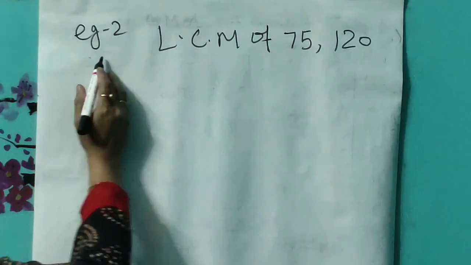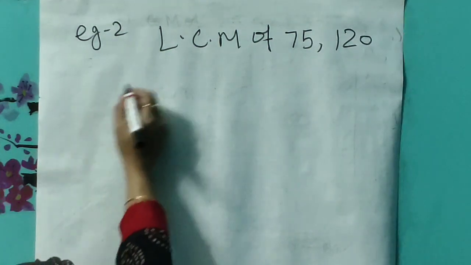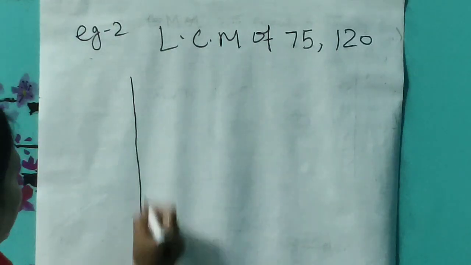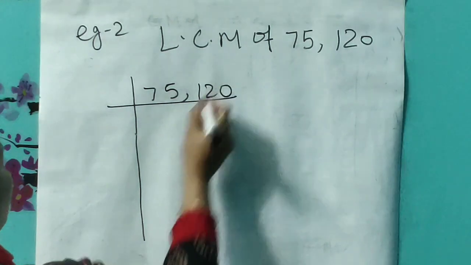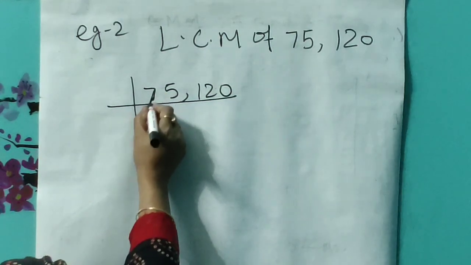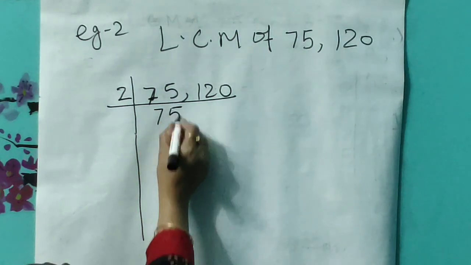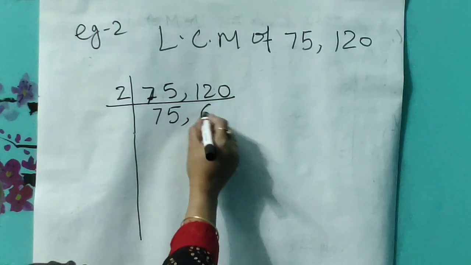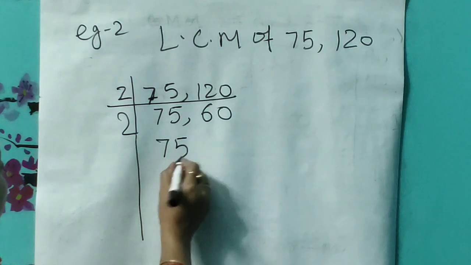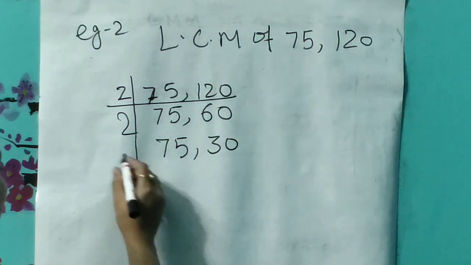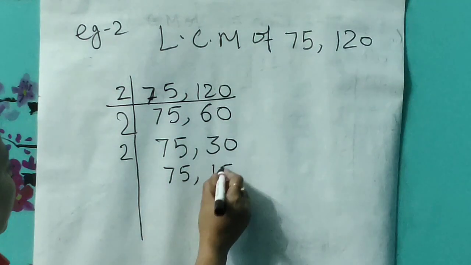Now the second example is the LCM of 75 and 120 by the division method. How do we find the LCM of 75 and 120? You start with the smallest prime, 2. 75 is not divisible by 2, so you copy 75 as it is, and 120 divided by 2 is 60. Again you divide by 2: copy 75 here, and 30. Again take 2: copy 75, and 2 15s are 30.